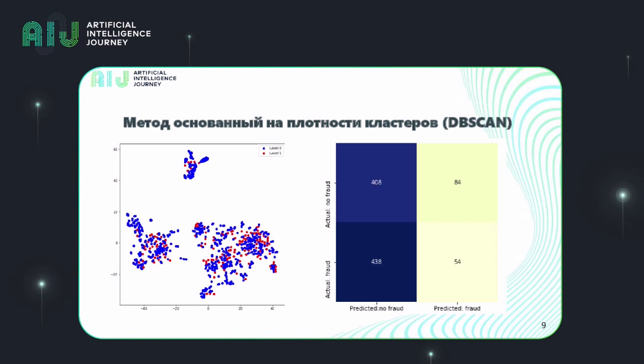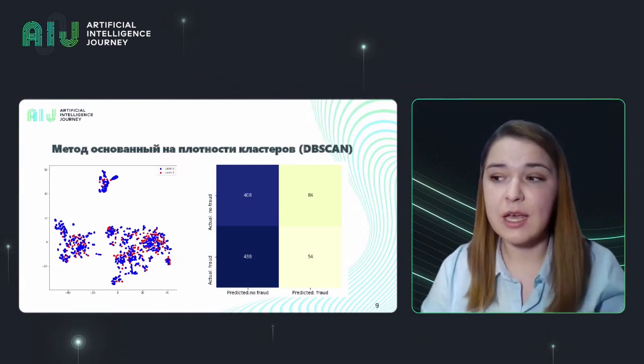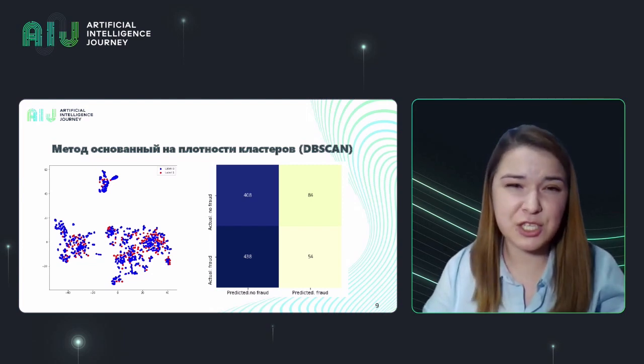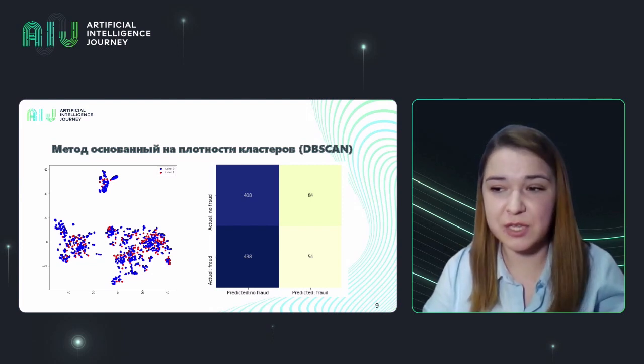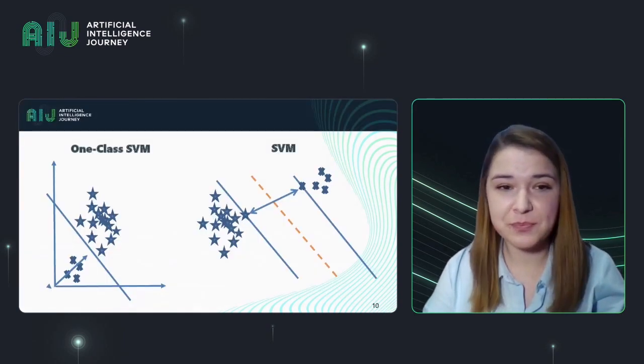Density-based methods. They are similar to distance-based, but the computation is done not based on the distance from the cluster center, but on the density. If the density is lower than the preset threshold, it's considered to be an outlier. So this algorithm based on density is called DBSCAN. And we see that DBSCAN doesn't do a good job working with our data, but let's consider the following methods.